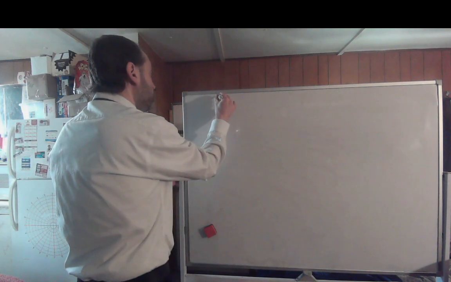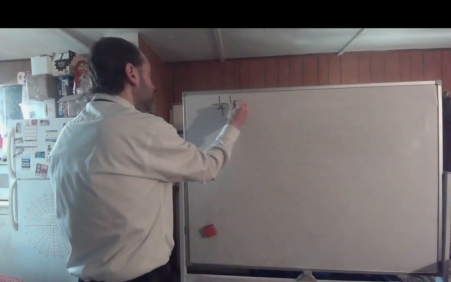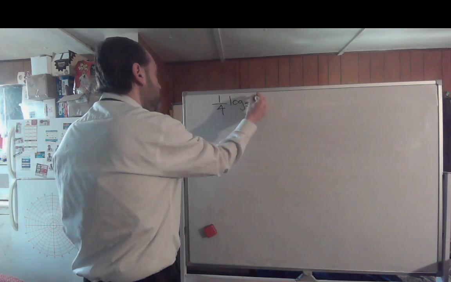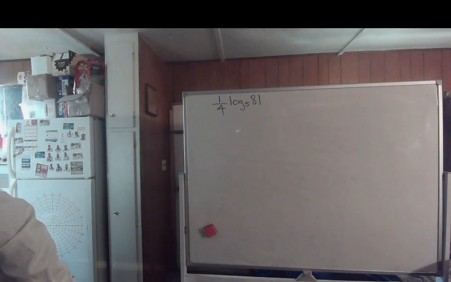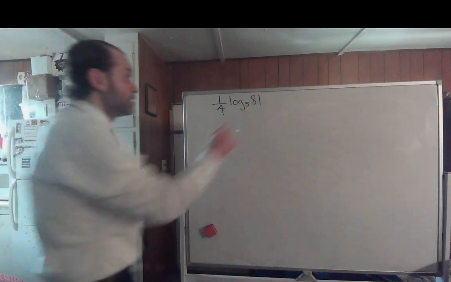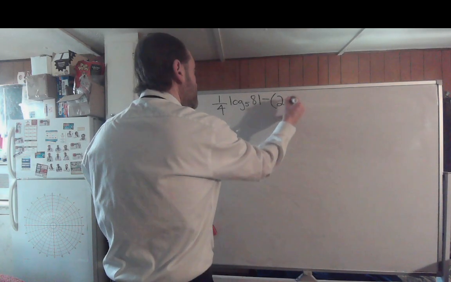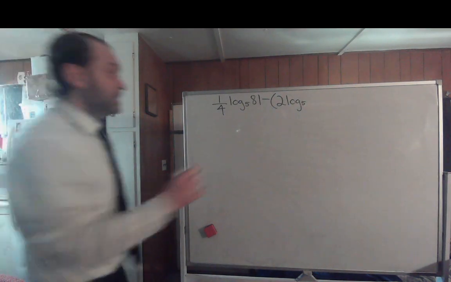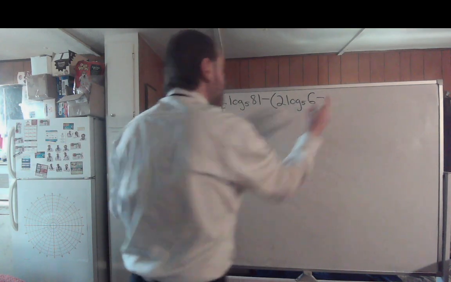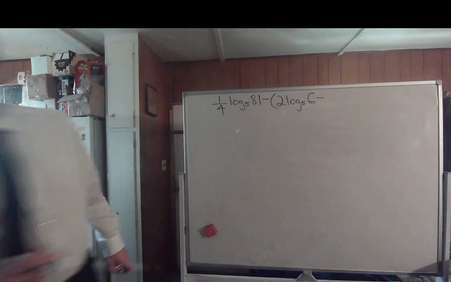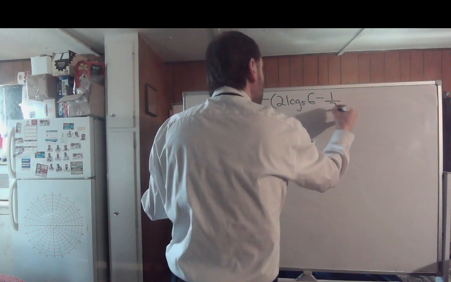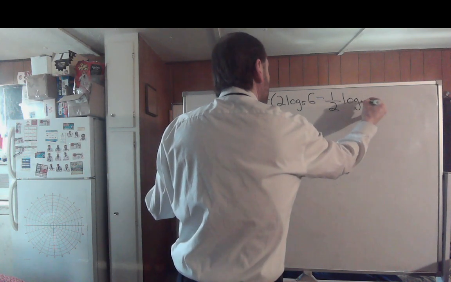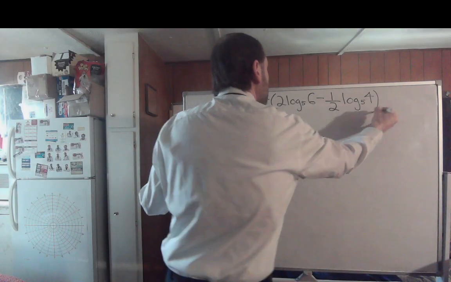Alright. We have 1/4 of log base 5 of 81 minus the quantity of 2 log base 5 of 6 minus half of log base 5 of 4. So what a mess.